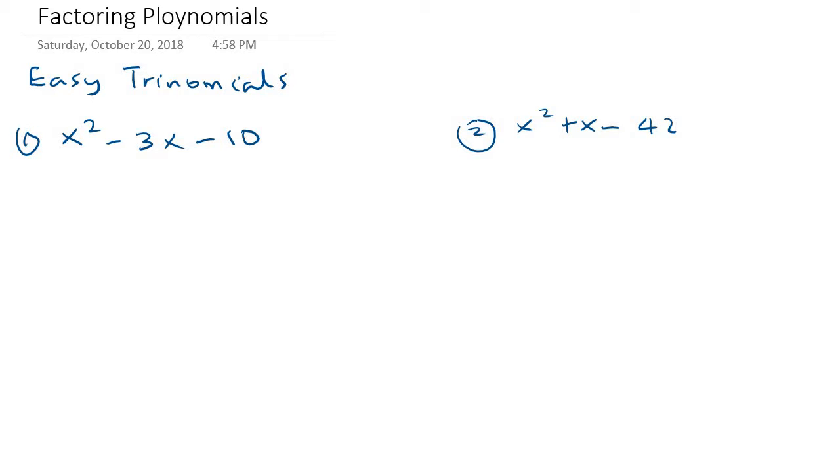In this video, we're going to go over all the 10 types of factoring we're going to be dealing with in Algebra 2. So the first type is the easy trinomials. They are very easy because it's not a lot of work to do. Here's an example here. I have x squared minus 3x minus 10.